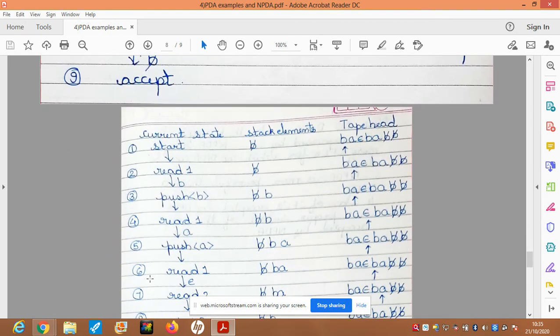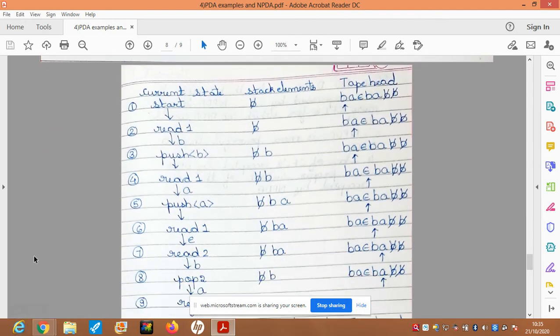Okay, so the second simulation basically shows a rejection state, where the string is BA, where the left hand side does not match the right hand side. And because it is an even length string, I've considered epsilon to be the central element. So I start from start. The stack elements are blank and the tape head is at the first position.